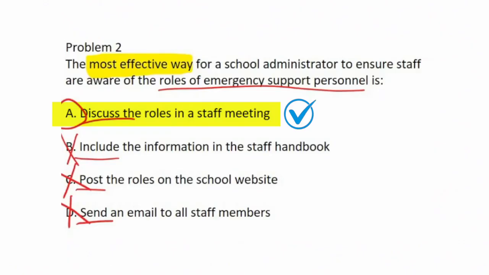It's going to allow them to answer any concerns or questions, get the answers that they need to the problems at hand. And this way they'll have that clear understanding of what is expected of them.